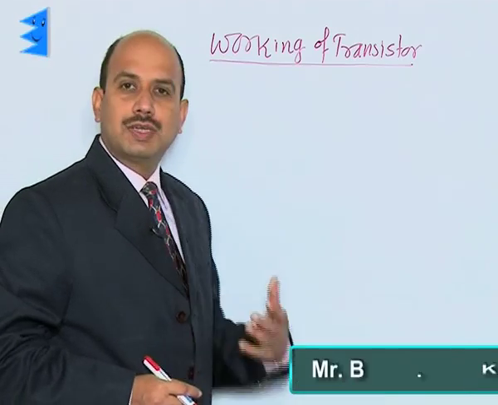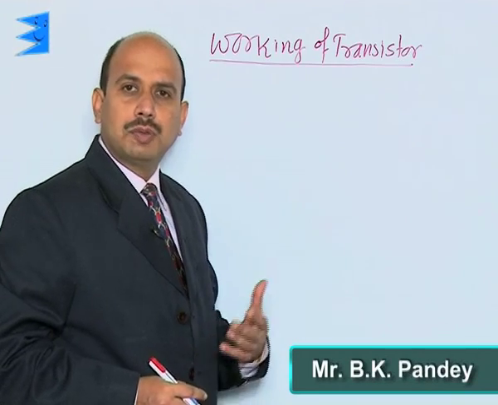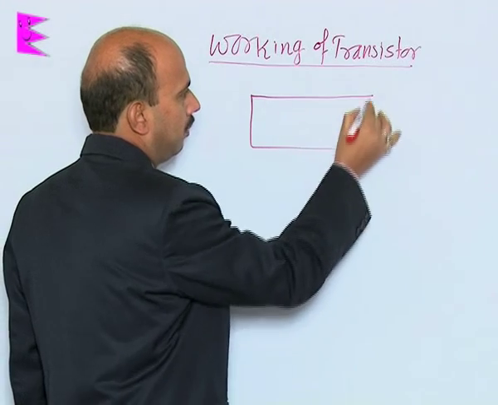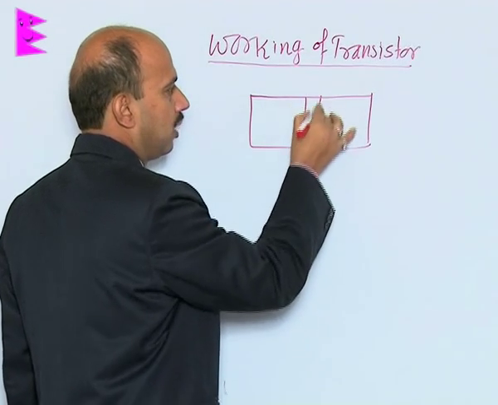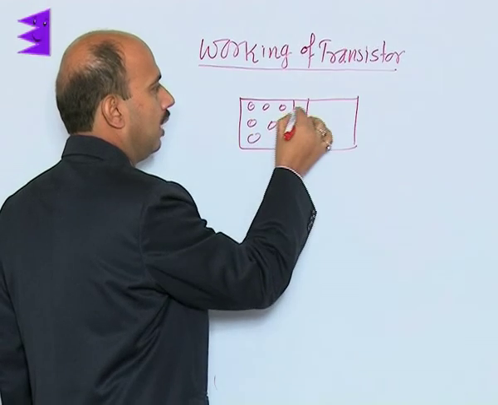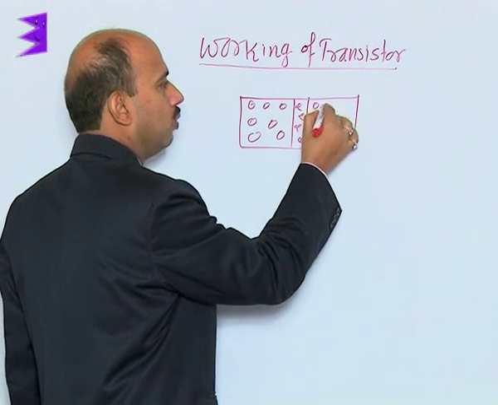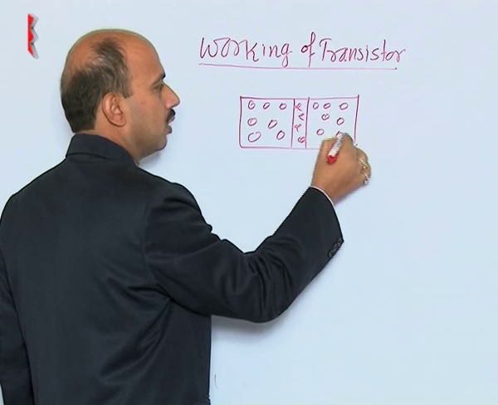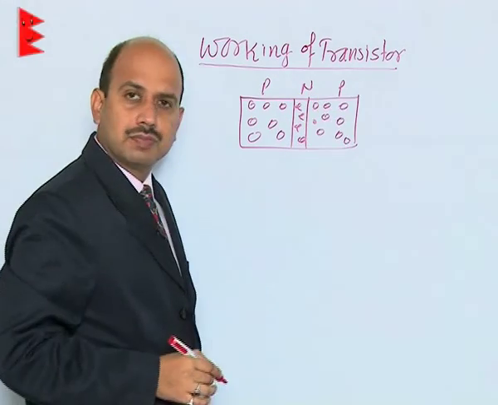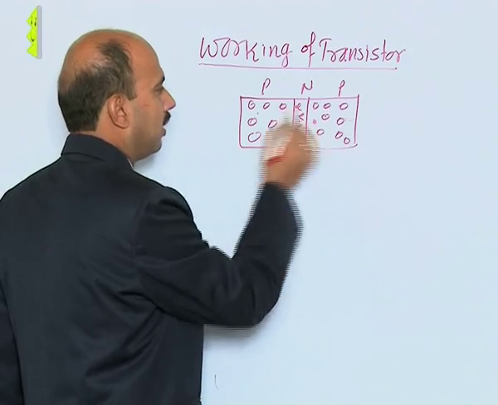Now see here the working of a transistor. First I am taking the working of the PNP transistor. Suppose you have taken a PNP transistor like this, where the junctions are shown clearly. Here holes are here, electrons are here, and holes are here. This is the P type, N type, and this is P type again. This is the emitter, base and collector.